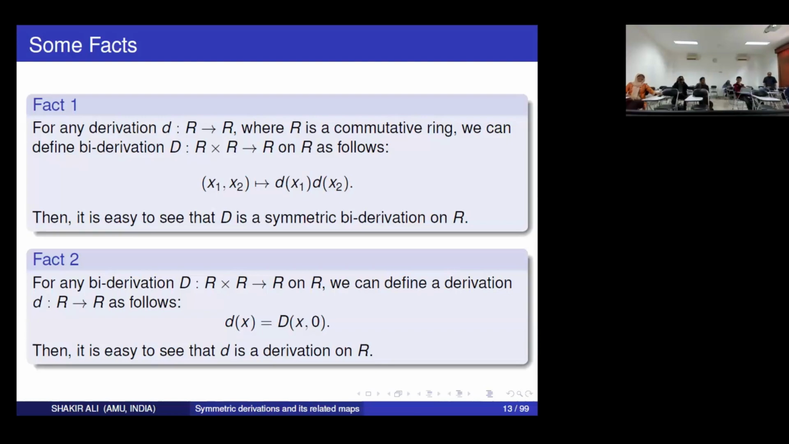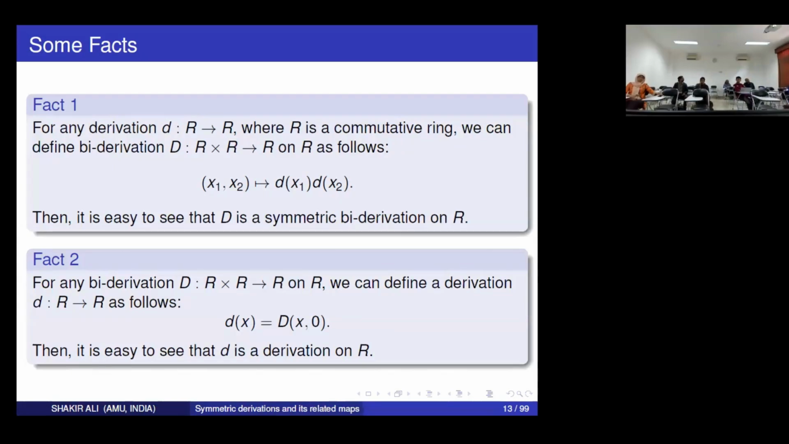Okay, derivation and the relation between derivation and biderivation, because every biderivation is a derivation. However, the converse need not be true in general, because a derivation is just in one argument, but for a biderivation we need two arguments. That means a map from R cross R. So keep this in mind.